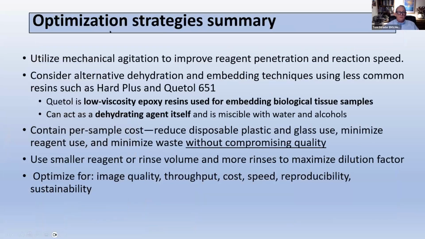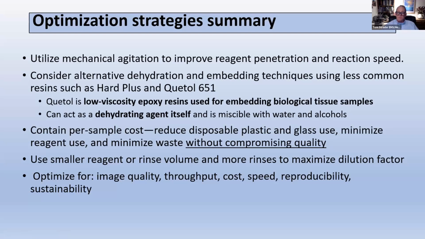So what are some summaries? Use mechanical agitation to improve penetration and speed. As Ruching mentioned, consider alternative dehydration protocols. Ketol 651, low viscosity epoxy resin for embedding. Dehydration agent itself, it's miscible with water and alcohol. So that is another way to perhaps condense your dehydration and resin steps.